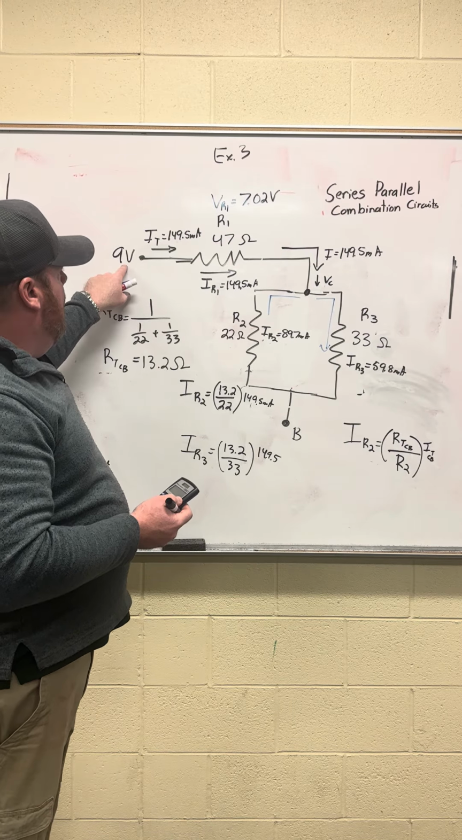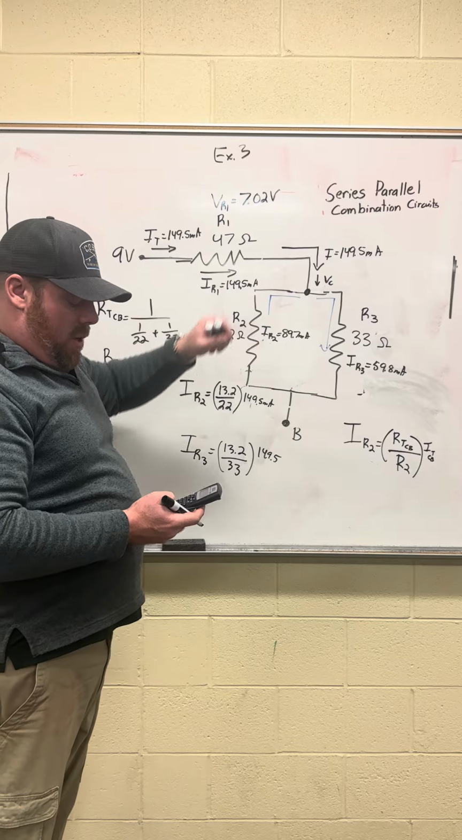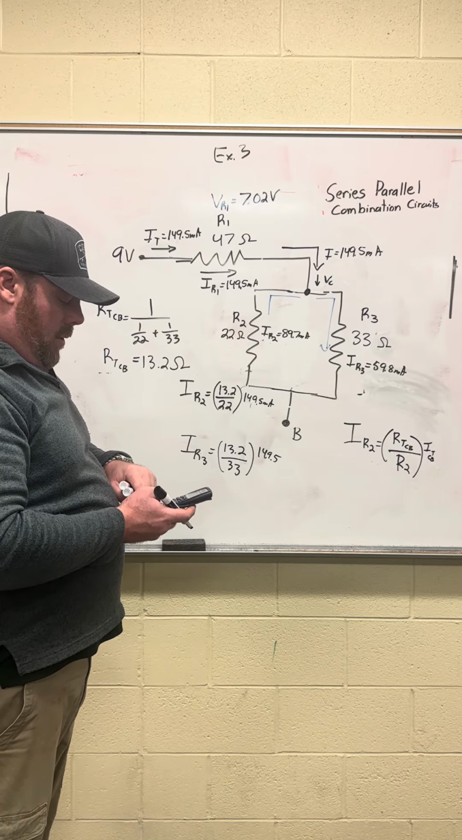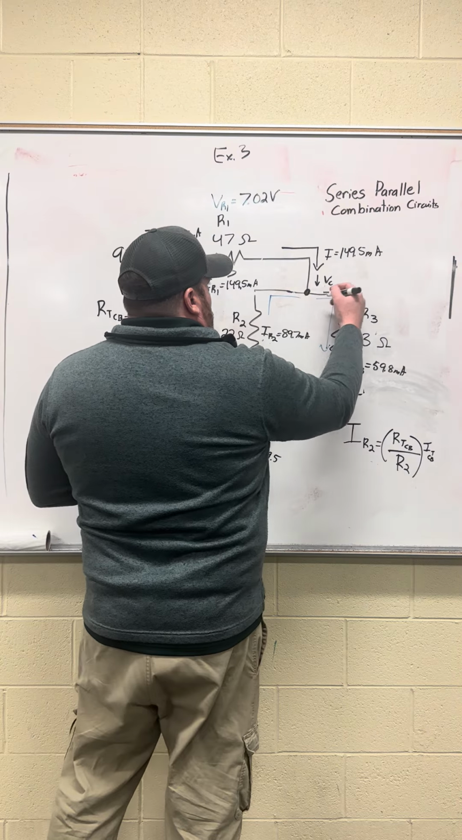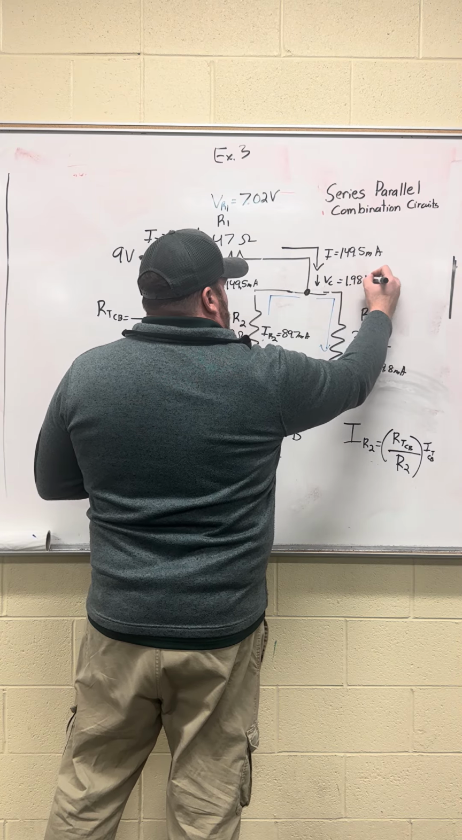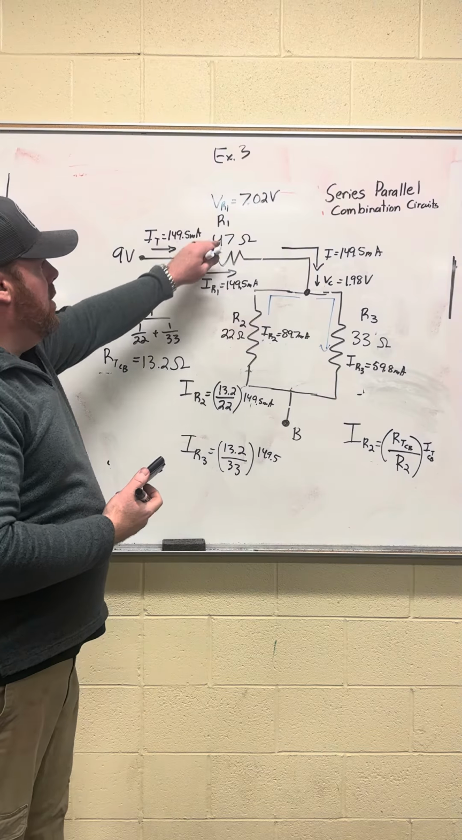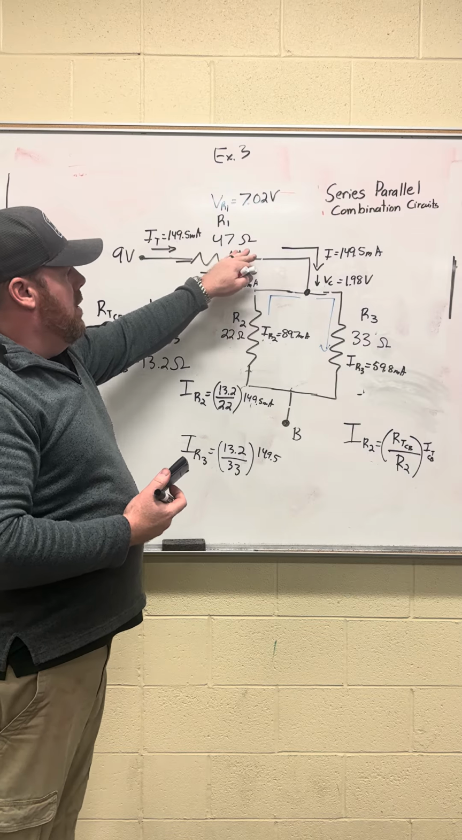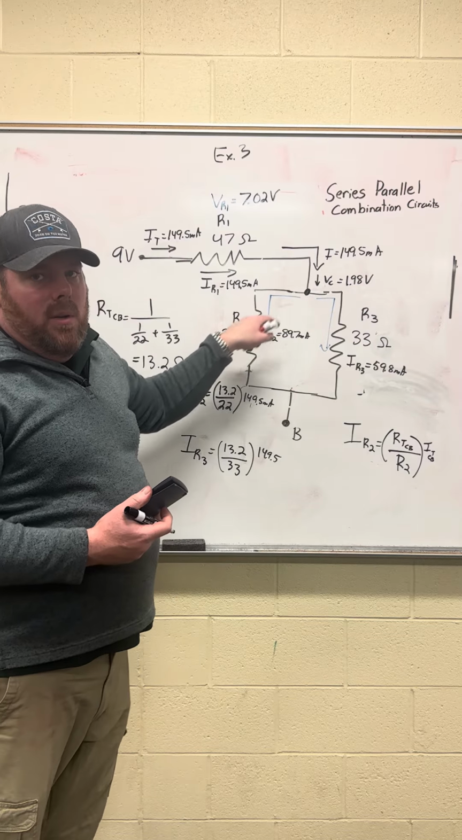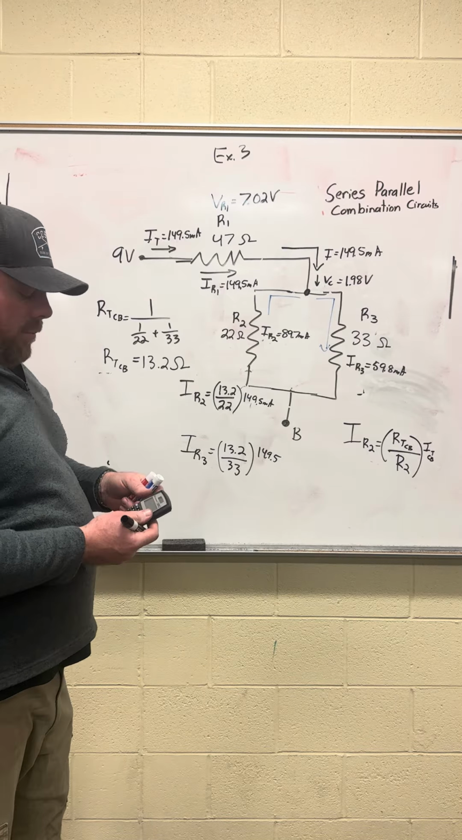So what we could say is if we do 9 minus the voltage drop, that means the voltage going into this point right here will be equivalent to 1.98 volts. So we lost 7.2 across this resistor, and now we have 1.98 volts going into these two branches.